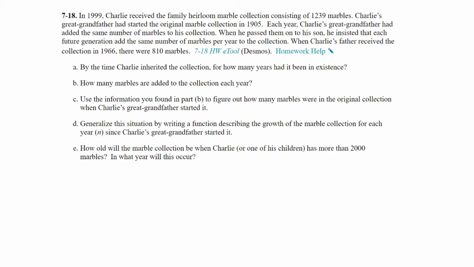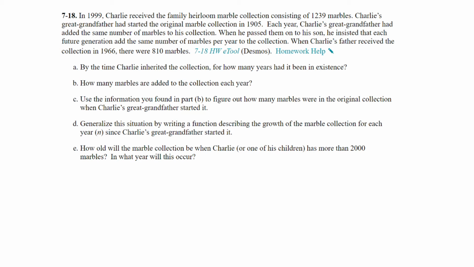Question 18. In 1999, Charlie received the family heirloom marble collection consisting of 1,239 marbles. Charlie's great-grandfather had started the original marble collection in 1905. Each year, Charlie's great-grandfather had added the same number of marbles to his collection. When he passed them on to his son, he insisted that each future generation add the same number of marbles per year to the collection. When Charlie's father received the collection in 1966, there were 810 marbles.